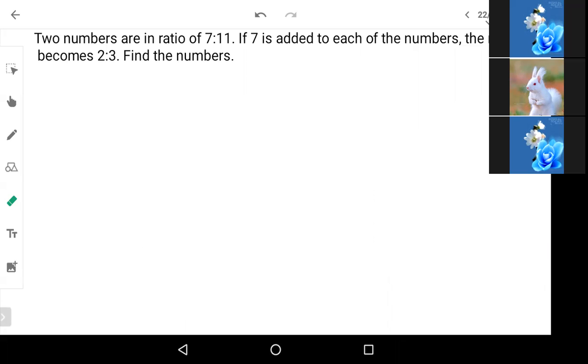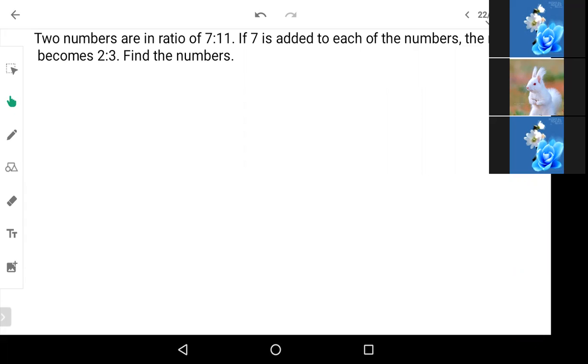Now, let us go to the next question. Two numbers are in the ratio of 7 is to 11. If 7 is added to each of the numbers, the ratio becomes 2 is to 3. Find the numbers. So, two numbers are there. They are in the ratio of 7 is to 11.